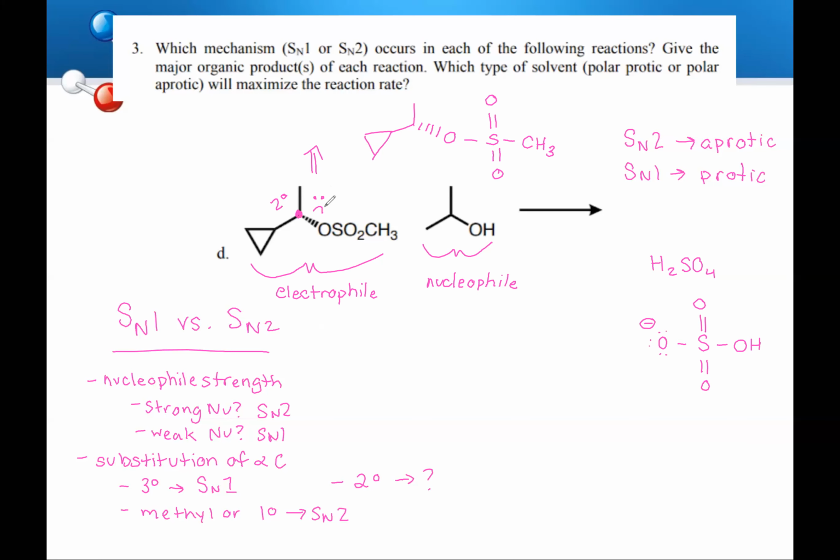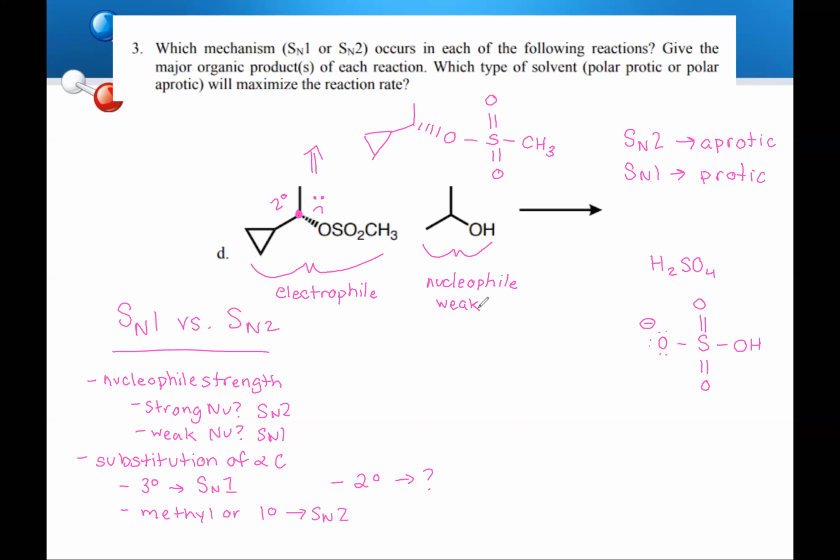What do you guys think of the strength of this nucleophile? Is this a good nucleophile? Is this a crappy nucleophile? What do we got going on here? So it's actually going to be a weak nucleophile. So this is a weak nucleophile, and that's because alcohols are always going to be weak nucleophiles.